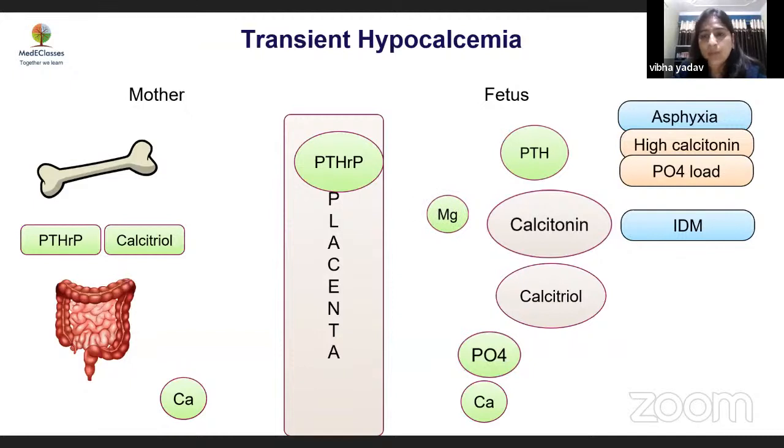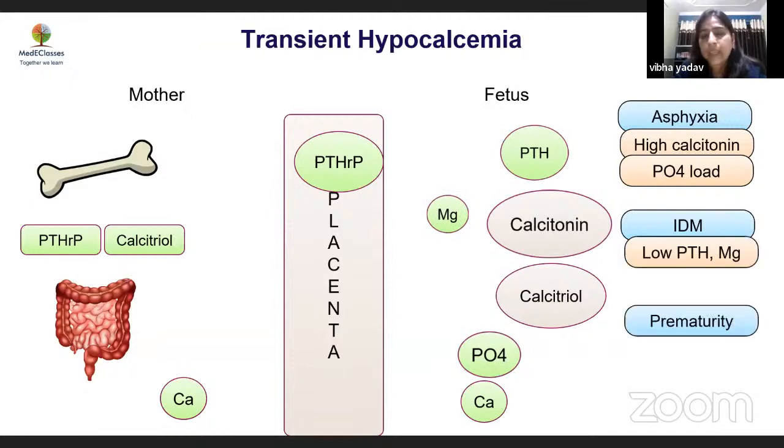Now coming to the most common cause, that is prematurity. As sir has already discussed, most of the calcium is transferred from the mother to the fetus in the third trimester. And the premature babies don't get enough time to fulfill their stores. So definitely they have very low stores of calcium in them, so it causes transient hypocalcemia in them. Another factor could be an immature PTH axis.